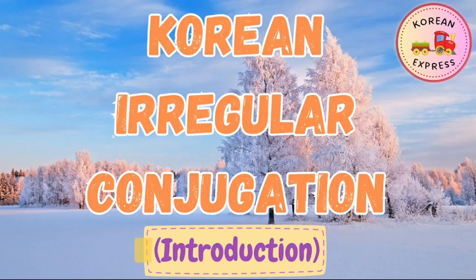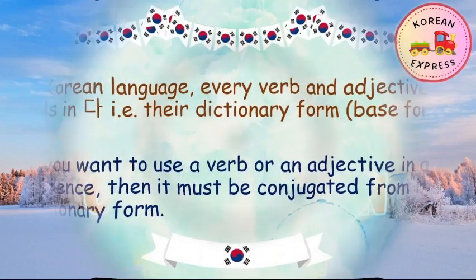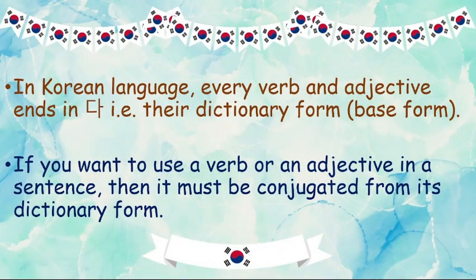So in this video, I'm going to introduce you all to a very important part of Korean grammar. That is the Korean Irregular Conjugation. So let's start. Now we all know that in the Korean language, every verb and adjective ends in ta. And this is called the dictionary form or the base form of that verb or adjective.